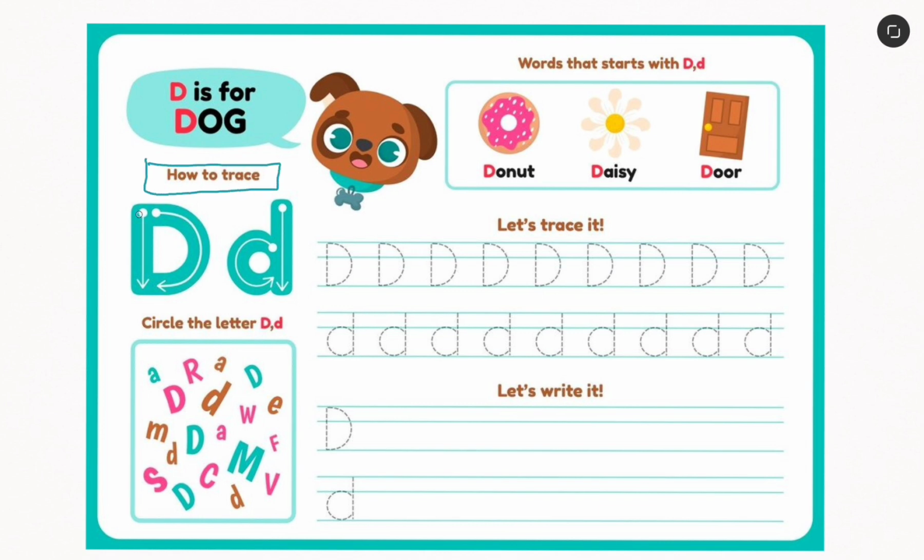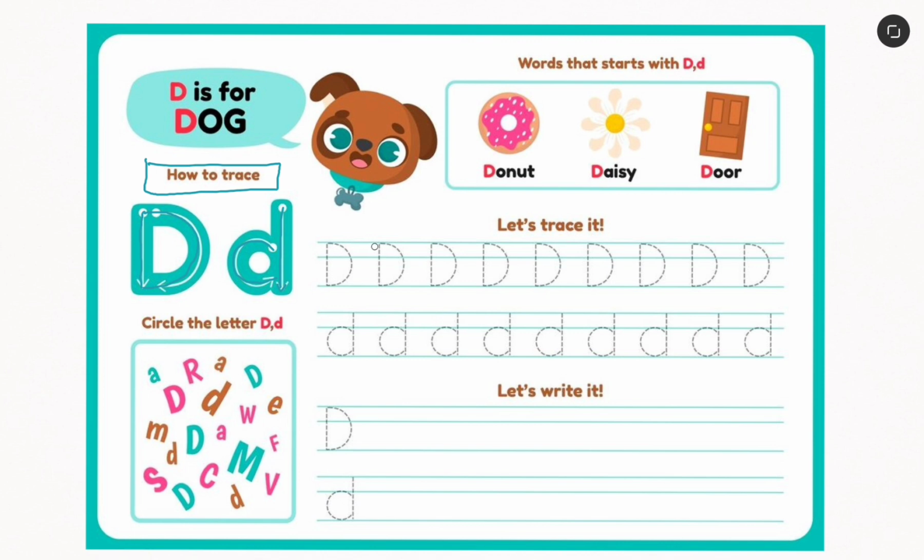So we can see the arrows or the direction given to us over here. We need to move from top to bottom, and then we move from the top here all the way down for capital D. For small d, we need to move from top to bottom again to draw a straight line, and then we move like this to make a small semicircle to join.